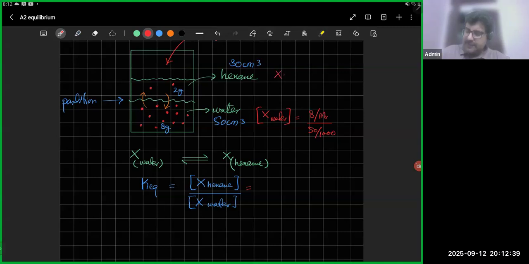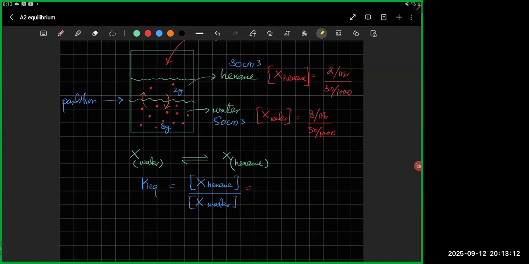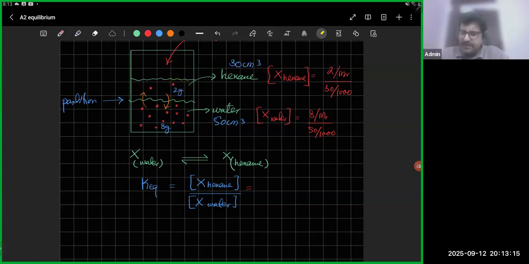And I'm going to find the concentration of X in the hexane layer. So it's moles, so it's 2 grams divided by Mr. Mass divided by molar mass, divided by the volume in dm cube. That's 30 cm cube divided by 1000. Is it clear that I found the concentration of X in hexane and X in water? Hala, Binal, is this clear? Yes. You get 2 grams divided by Mr moles per dm cube, right? 8 grams present in 50 cm cube, so that's 8 divided by Mr moles, and 50 divided by 1000, that's dm cube.